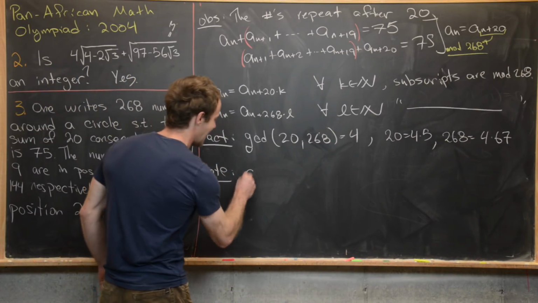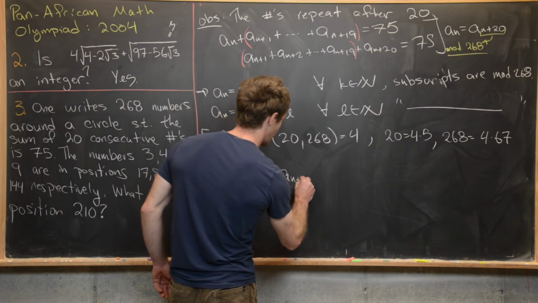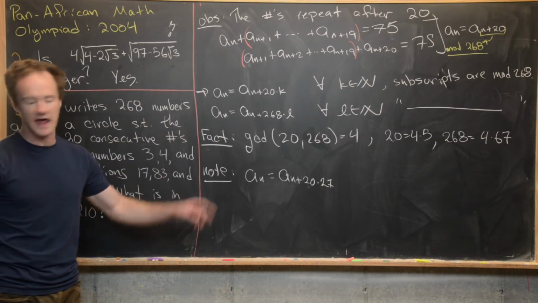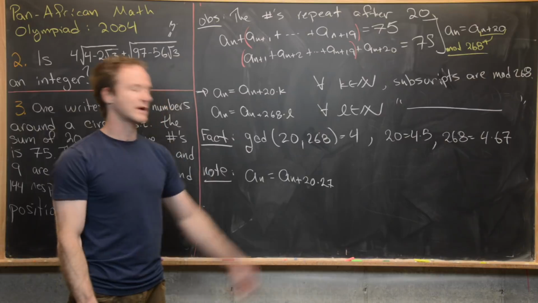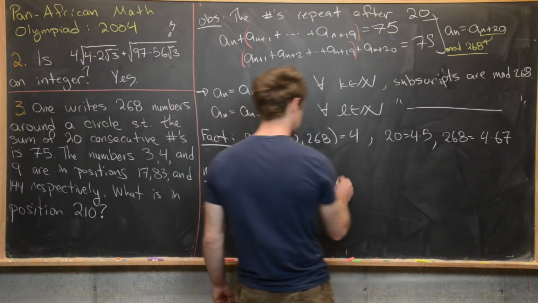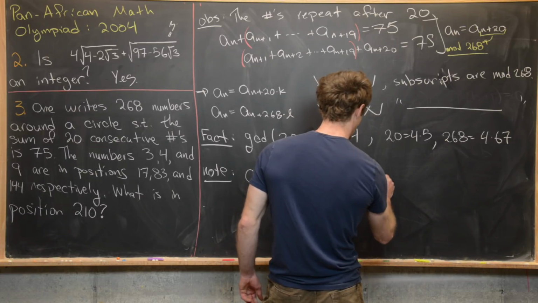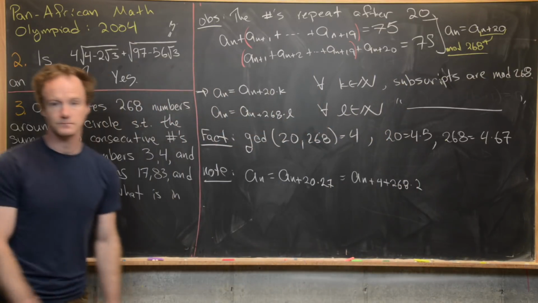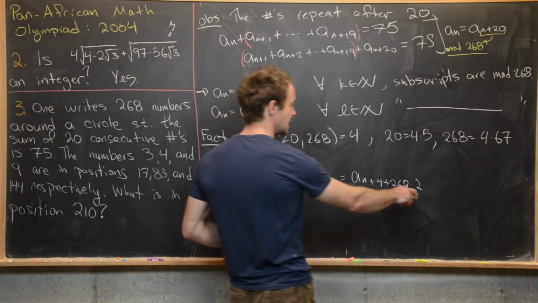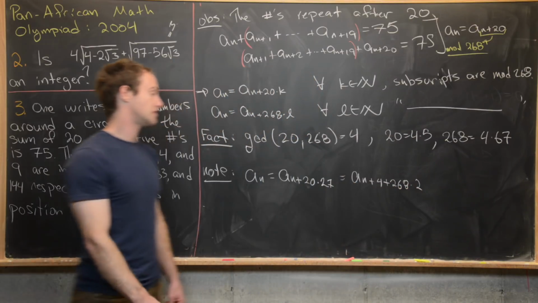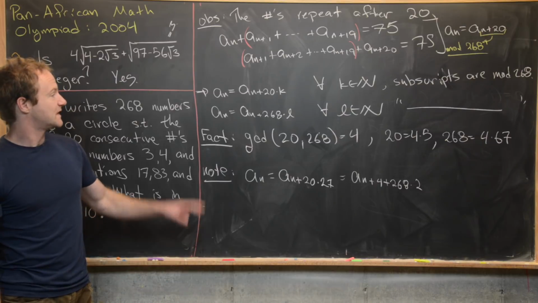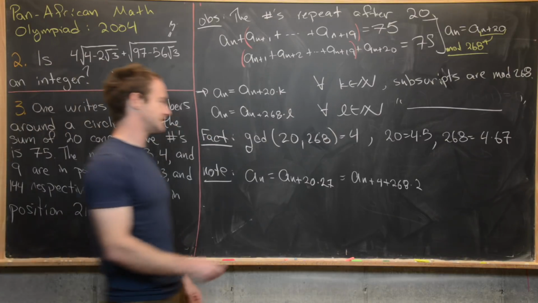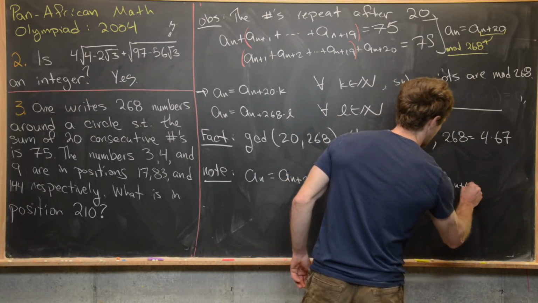Let's notice a_n equals a_{n+20·27}, because this is true for all natural numbers k, including k equals 27. But now we can rewrite 20 times 27 like this. So this is equal to a_{n+4+268·2}. You can check that 20 times 27 and 268 times 2 plus 4 are the same. But then, using this expression right here, we can absorb that 268 times 2, and we get a_{n+4}.